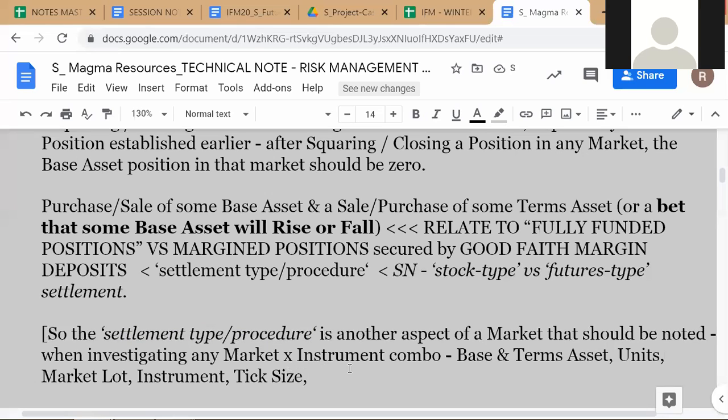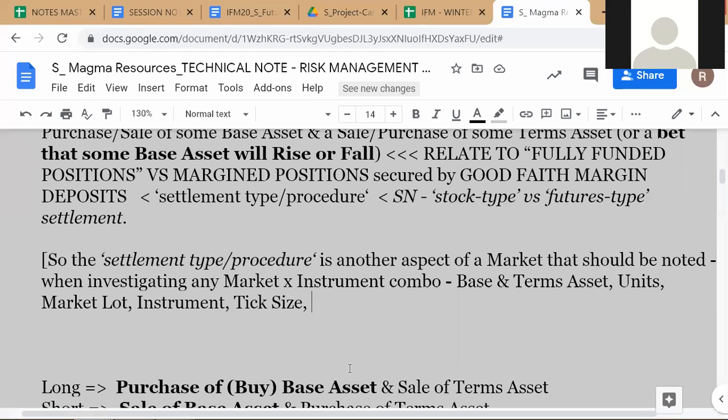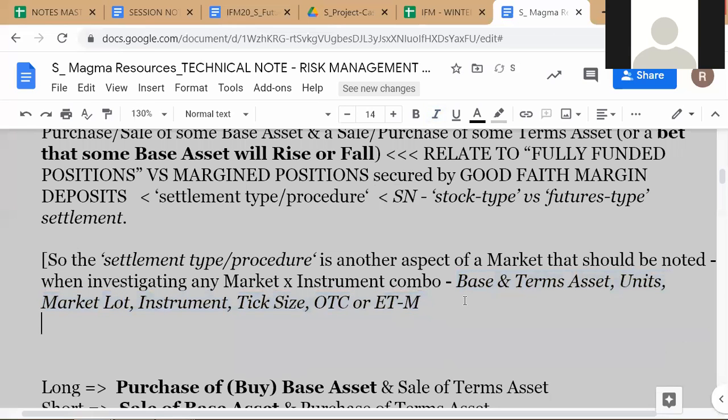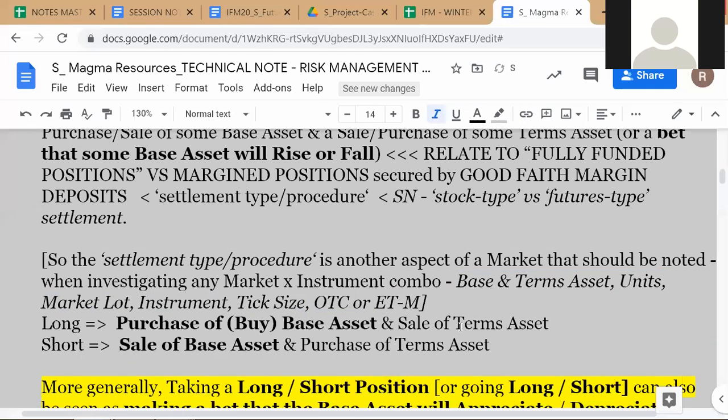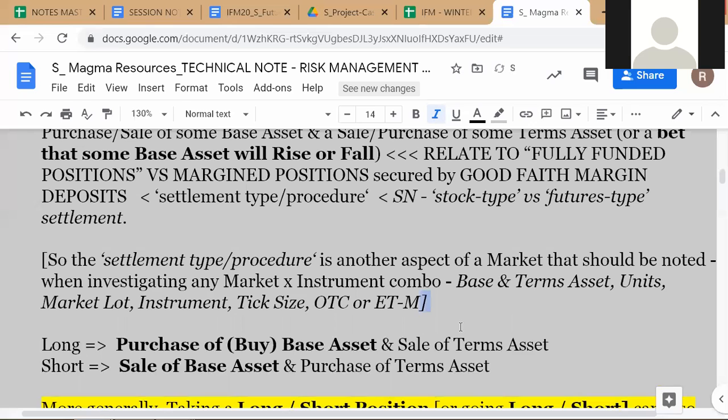And then there is also the element of OTC or ETM, and so all these things you should know about a particular market. When you're investigating a particular market, you should note all these things, including the settlement procedure. So this is a little bit of going back to recap this stuff, but it's important. Let's look at it. So we are defining some very basic, sorry.